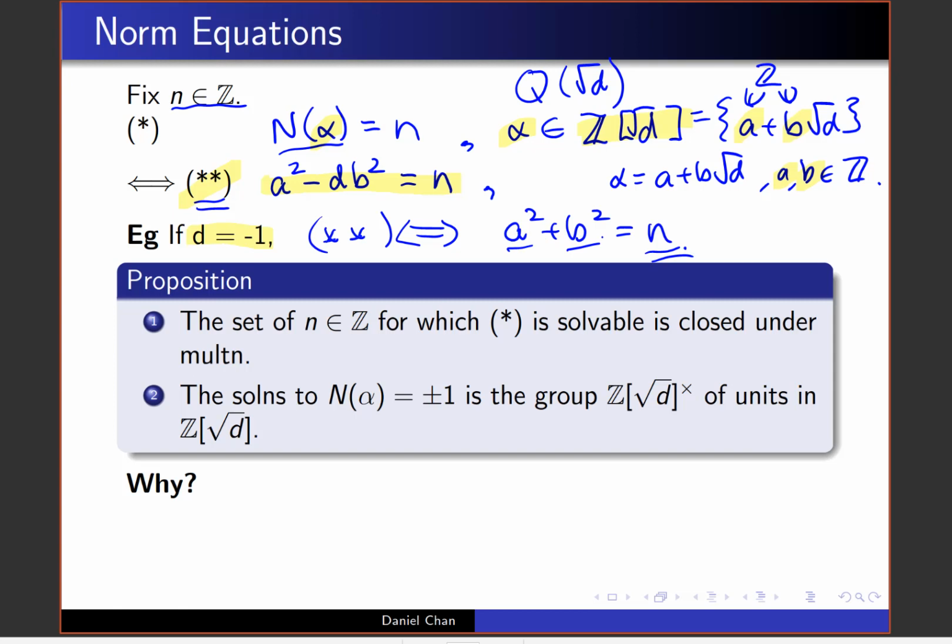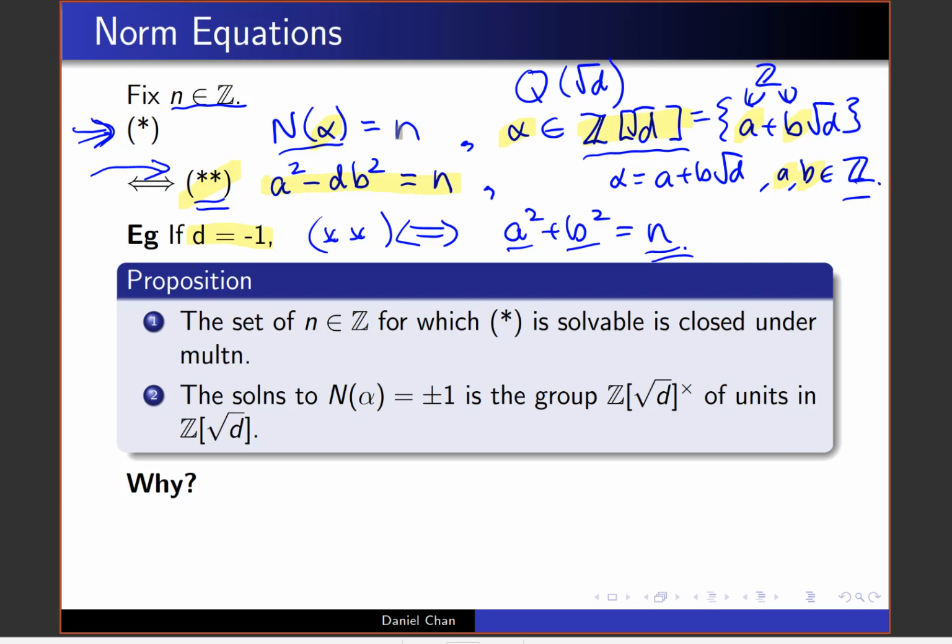Okay, so the main point that I want to get across in this video is that this equation, star, is a much better equation to work with than the double star. Of course, they're equivalent, but for some reason, even if you're just interested in integers, Z, it's good to look at extensions like this because this equation turns out to be much easier. And the reason why it's much easier to deal with is the following proposition. Okay, so let me show you how that works.